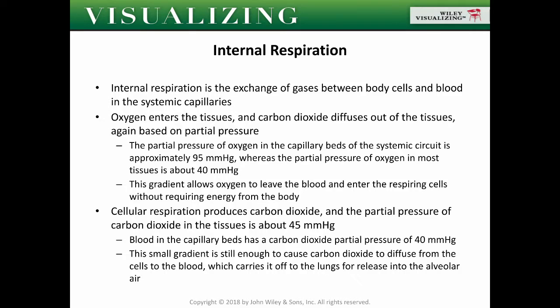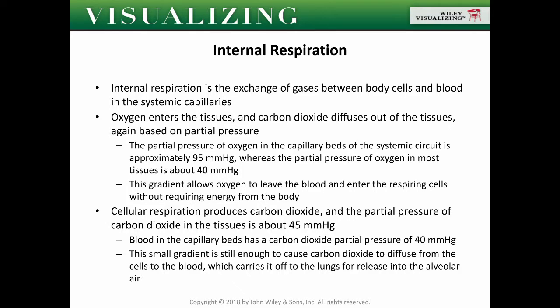If external respiration occurs in the lungs, internal respiration occurs not in the lungs but in the tissues of your body. The oxygen enters the tissues and carbon dioxide diffuses out of the tissue. What happens here is basically the reverse of external respiration. In external respiration, the oxygen enters the bloodstream and carbon dioxide exits it. In internal respiration, the oxygen exits the bloodstream towards the tissues, and carbon dioxide enters the bloodstream.